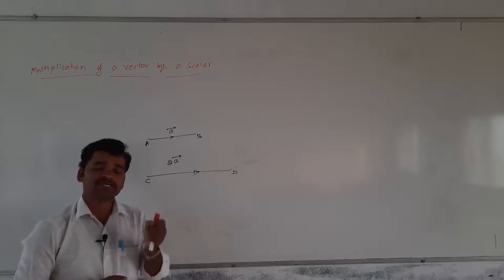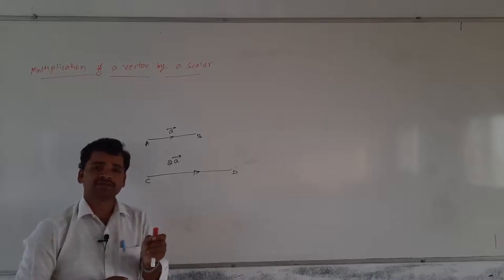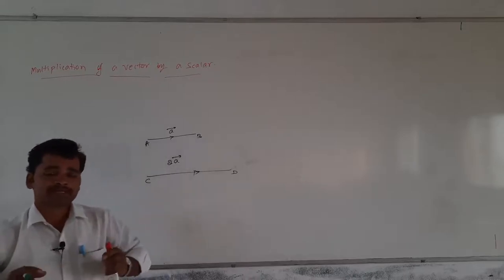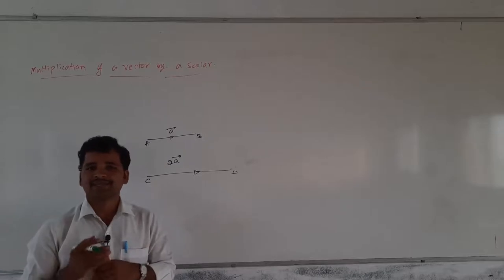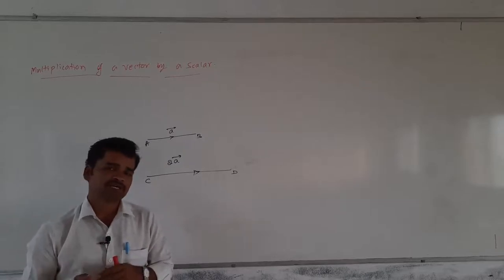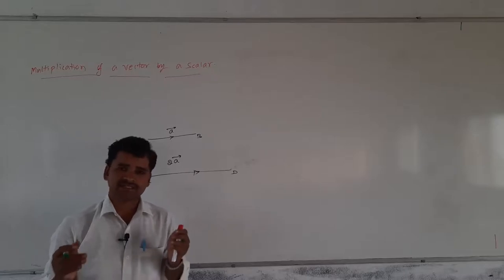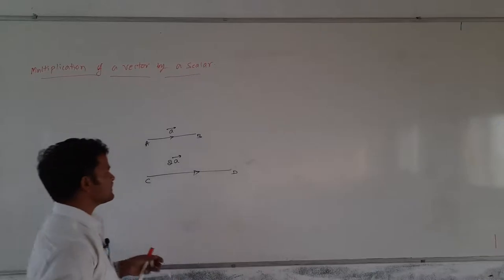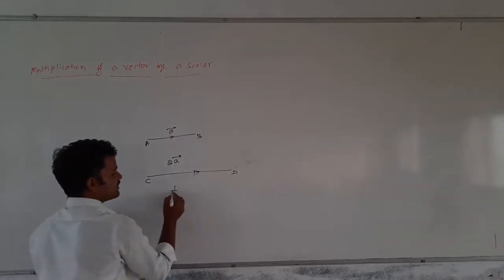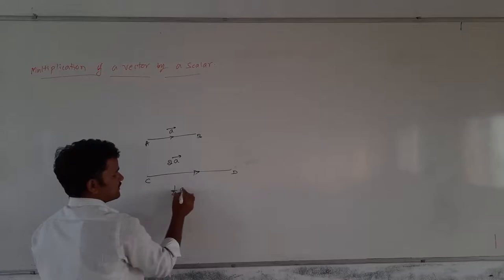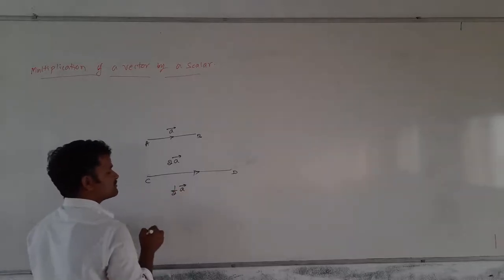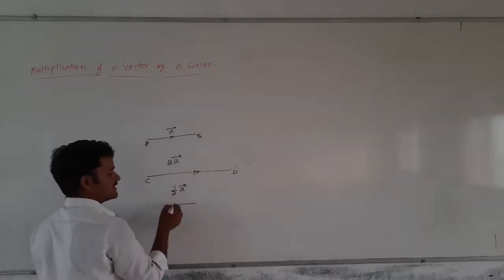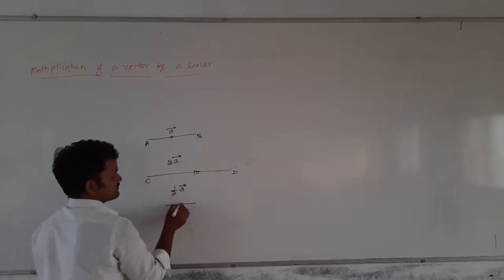Are vector A and vector 2A collinear or not? Yes, they are collinear vectors. Collinear vectors are vectors having the same line of support irrespective of their magnitude and direction. The line of support has to be the same, and here also it is the same. And now, if you multiply vector A by half, what happens here? Again, the length decreases. Length becomes half. What about the direction?